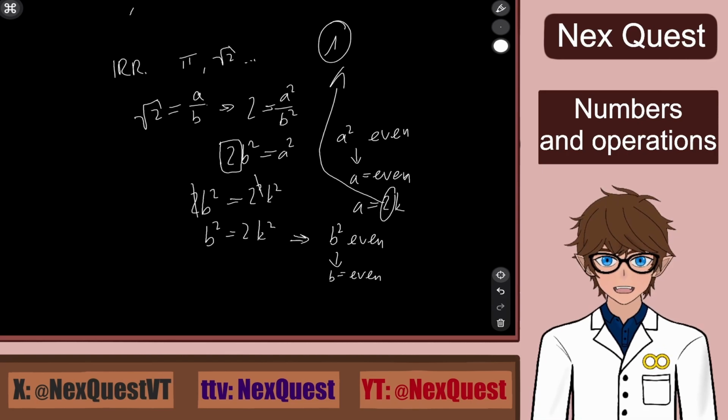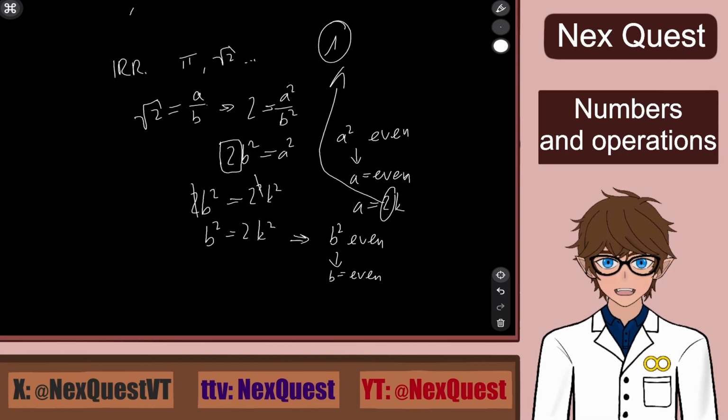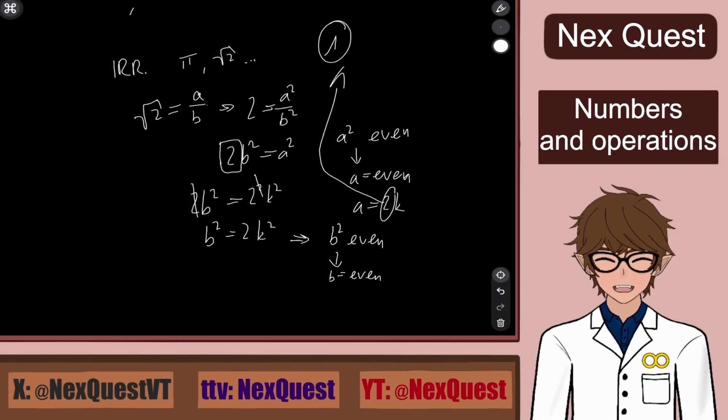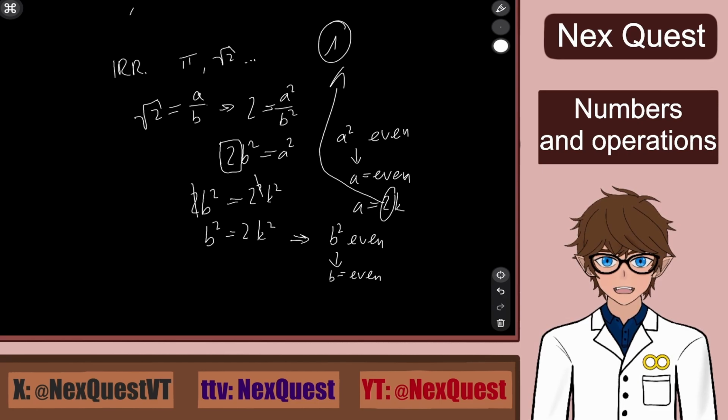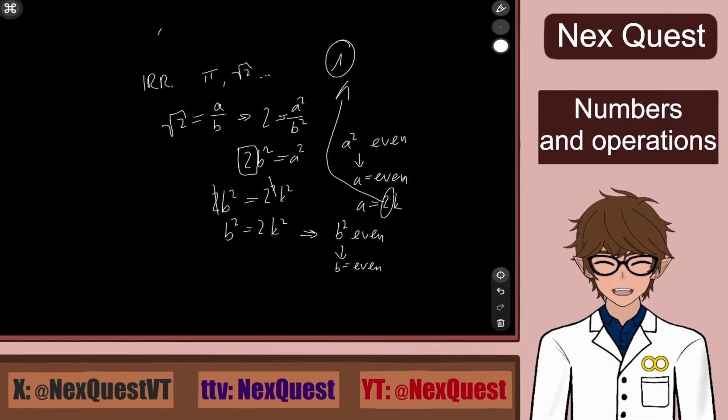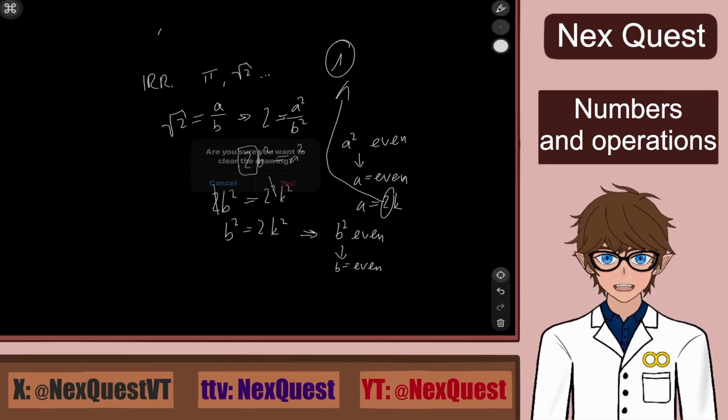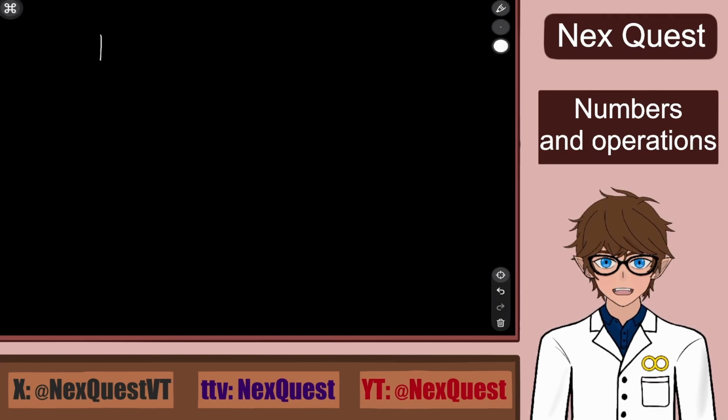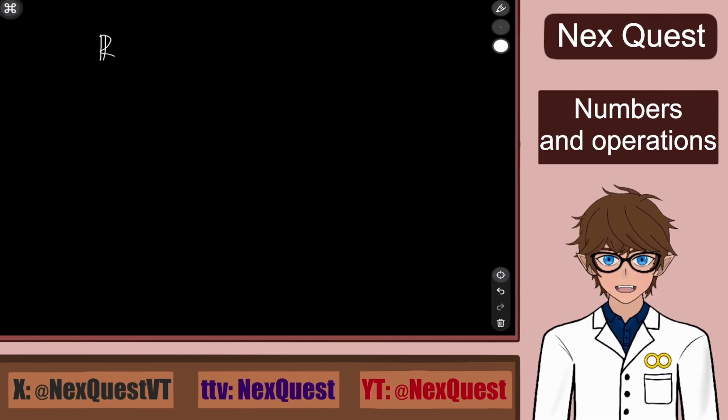I hope this made sense. I can post a comment or in the description the website or something where it's more clearly written, but I do hope that you understood this. Next off, we can move on to real numbers, for which the symbol is r.